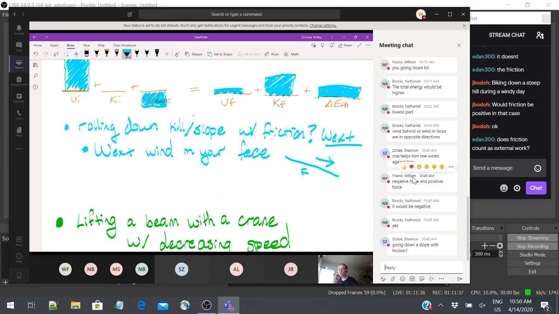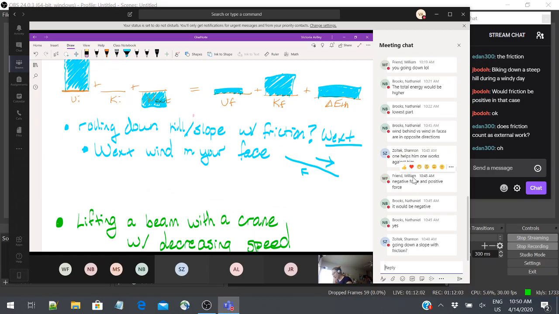Friction, good question. Does friction count as external work? No, because we have put friction out here separately. You only want to count everything once. So it's either external work or friction, or thermal. It can't be both. Same with gravity. Gravity can be either potential energy or external work. It can't be both. Can't double count.